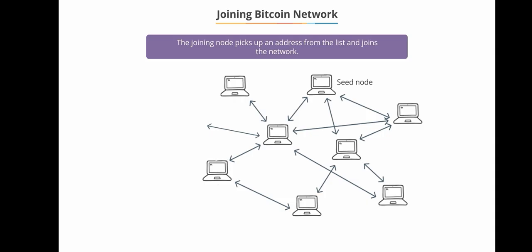Joining the Bitcoin network. The joining node picks up an address from the list and joins the network. The newly joined node then gets the most recent blockchain from its peers. Do note that the nodes here do not directly connect to the seed nodes as a normal node would. Instead, the nodes connect, request the IP addresses of the other nodes in the network, and then disconnect. The nodes then connect to the other nodes that were given in the message, which was sent as a response.